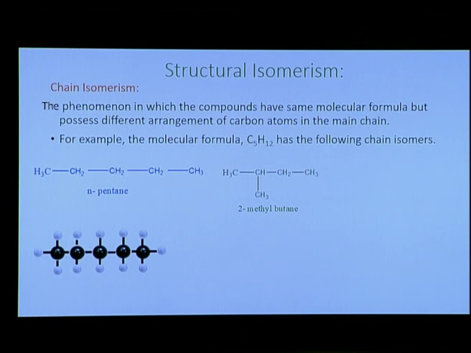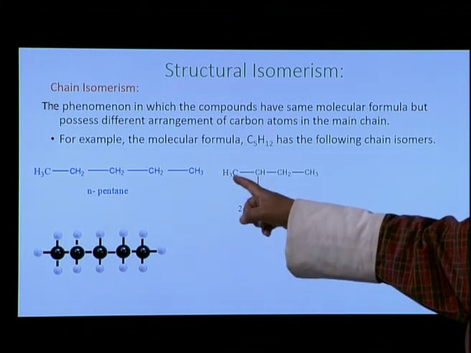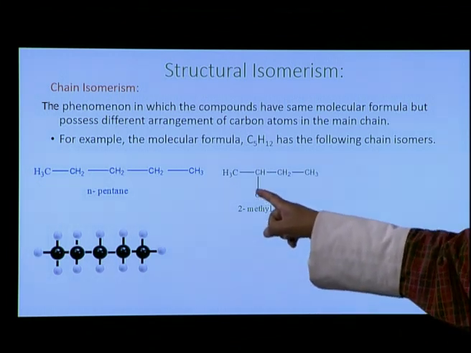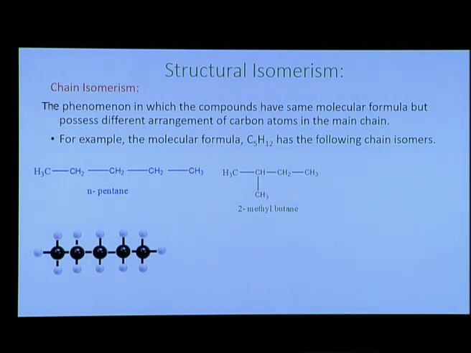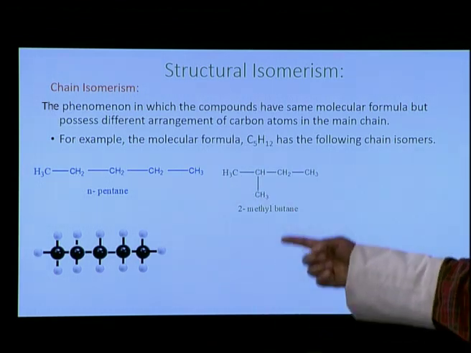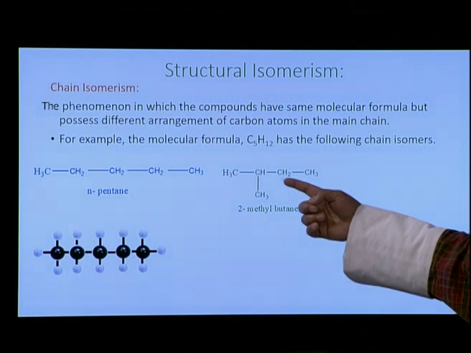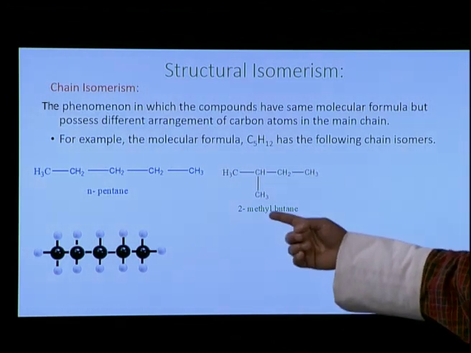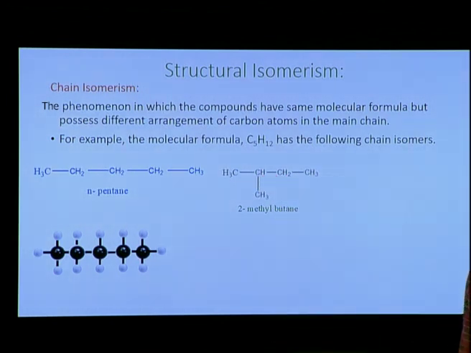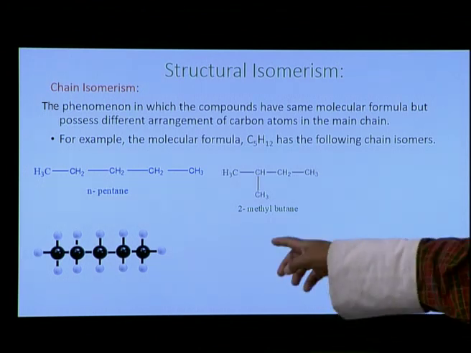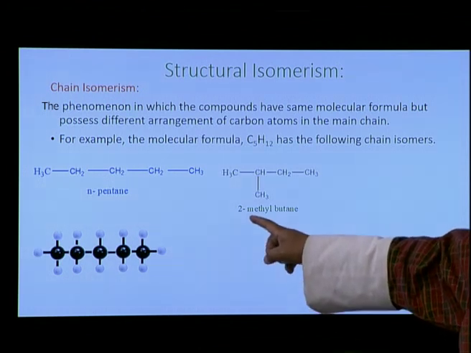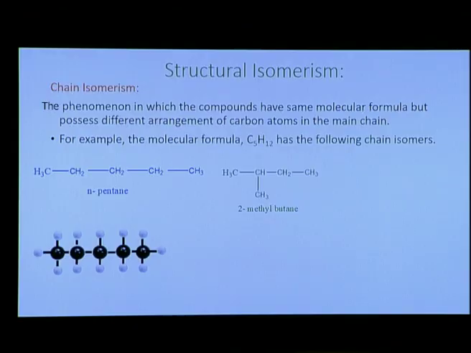2-methylbutane. Here, what is happening is along the chain, we have the branching in the second carbon. This becomes the first carbon, this becomes the second carbon, third and fourth. So, we have a branching at carbon number 2. That's why the name of the compound becomes 2-methylbutane.